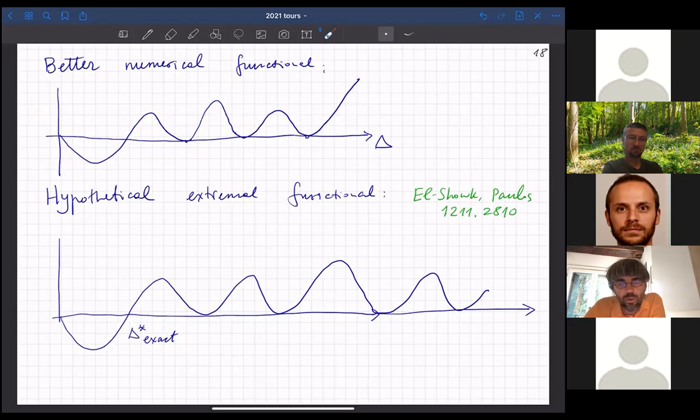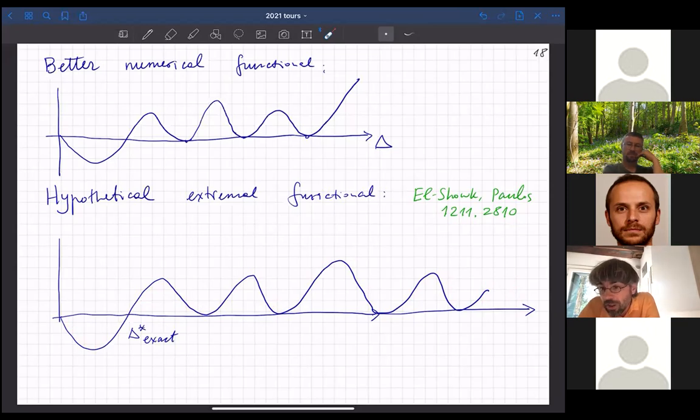You think that there should be some hypothetical, so-called extremal functional, which was introduced by Rychkov and Paulos, which doesn't do that. It passes from negative to positive, but then it only has double zeros. It keeps oscillating, but it never starts growing as a polynomial at large delta. It just has an infinite number of double zeros. So if such a functional exists, it cannot be made as a finite sum of derivatives. It should be a more complicated linear functional.